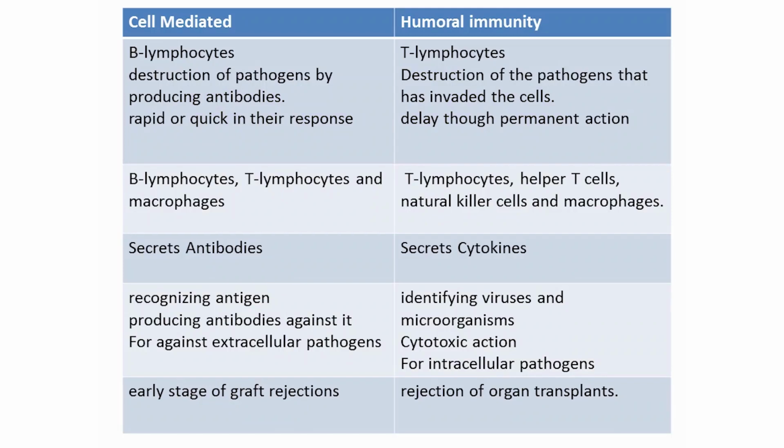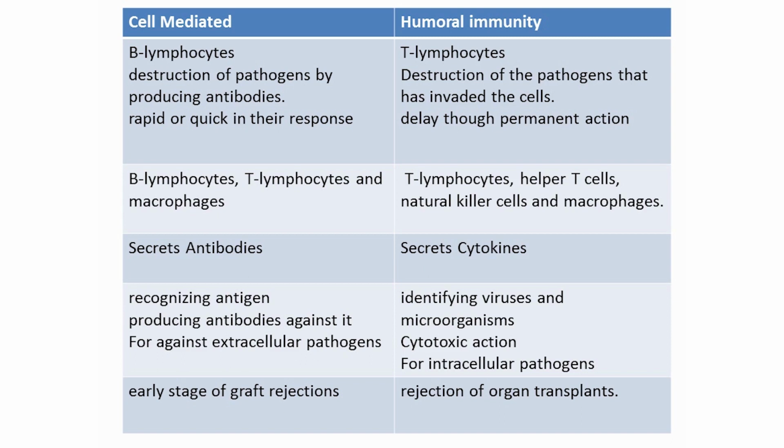And adaptive immune mechanism is further divided into cell-mediated and humoral. So what is the basic difference? One is going to kill your whole cell, whereas another is going to kill only antigen. That is the basic difference. Let us just overview this. The cell-mediated is about B cells, whereas humoral is more about T cells. Cell-mediated produces antibodies, whereas humoral is more about cytokine secretion.